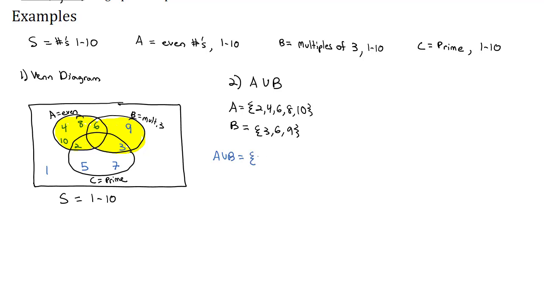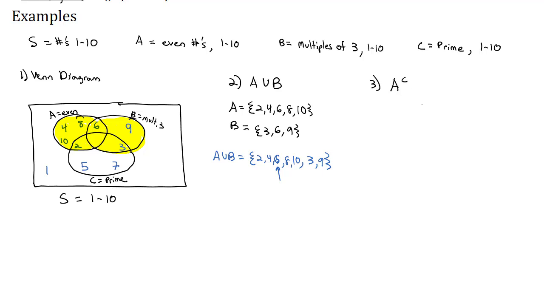that's going to be all the elements of A, 2, 4, 6, 8, and 10. And the elements of B, 3. Now, we're not going to list 6 again because 6 is already right here. But the number 9 needs to be added. So we don't want to repeat numbers in our sets. So A union B is 2, 4, 6, 8, 10, 3, and 9. You might want to put them in number order, but that is A union B.